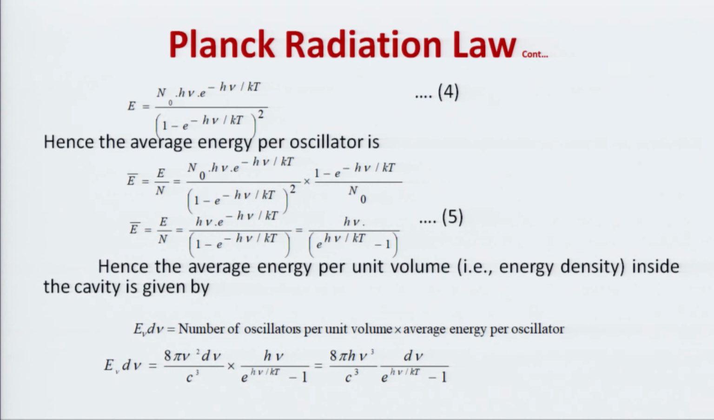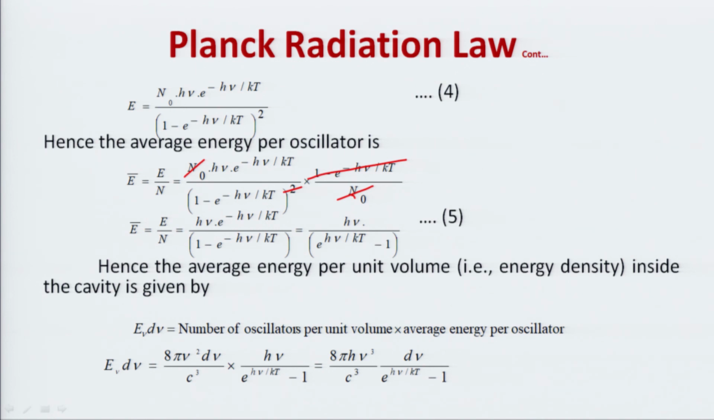Hence, the average energy per oscillator is given by E bar equal to E by N, where E is the total energy and N is the total number of oscillators. Dividing, we have N0 hν e to the power minus hν/kT upon (1 minus e to the power minus hν/kT) whole square, divided by N, and the value of N is N0 upon 1 minus e to the power minus hν/kT. So the square is reduced, N0 cancels out, and we have hν e to the power minus hν/kT upon 1 minus e to the power minus hν/kT.